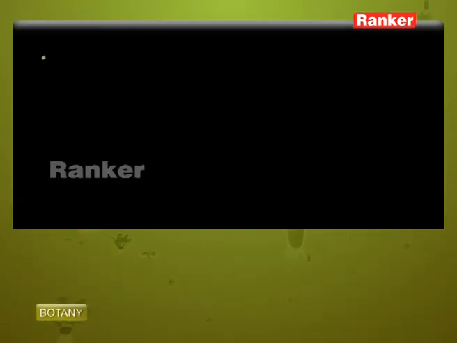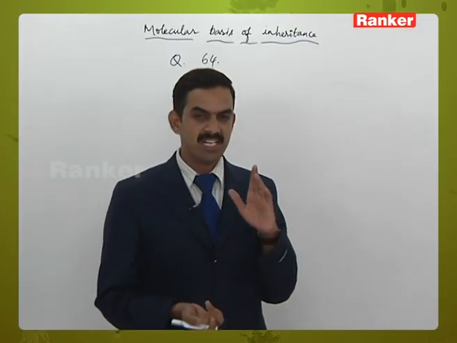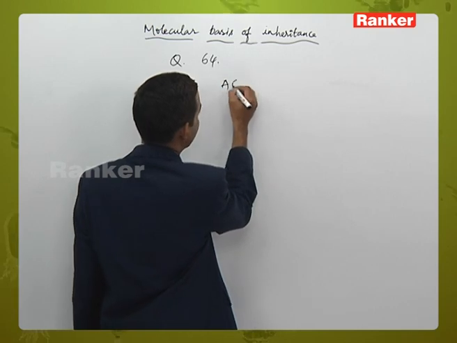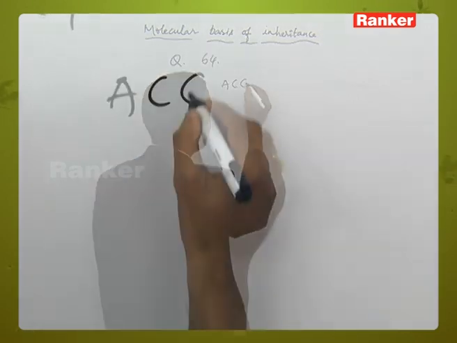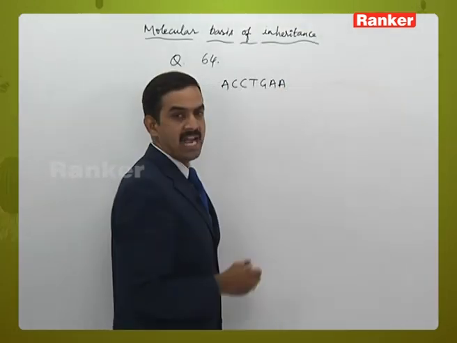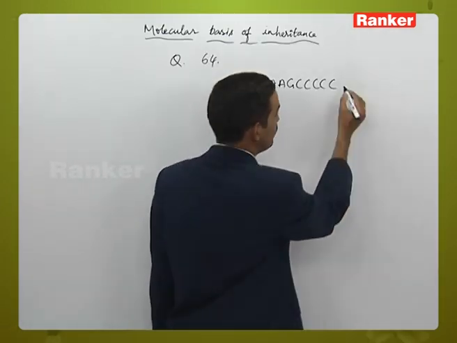Question number 64, a scientist has isolated a segment of nucleic acid having the following base sequence: A, C, C, T, G, A, G, C, C, C, C, C, G, G, G. It must be a part of: options, tRNA, second rRNA, third DNA, fourth mRNA. So here, what is the sequence of nitrogen bases given? It is A, C, C, T, G, A, and after that G, C, C, C, C, C, then G, G, G.